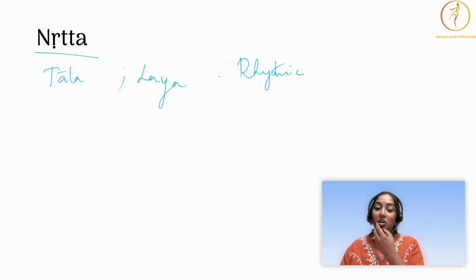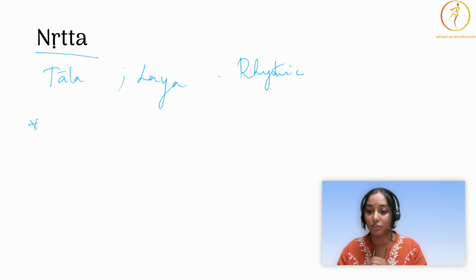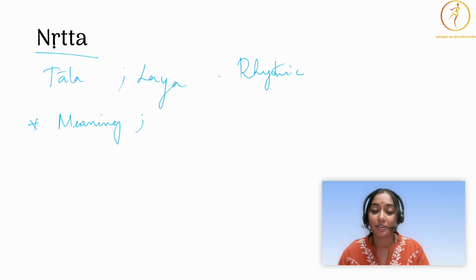Next, Bharata says, this again is directly from a translation of Natya Shastra: Nritta does not depend upon any specific meaning, but it imparts beauty and splendor. So Bharata says Nritta does not impart any specific meaning. But what does it have? Beauty and splendor.